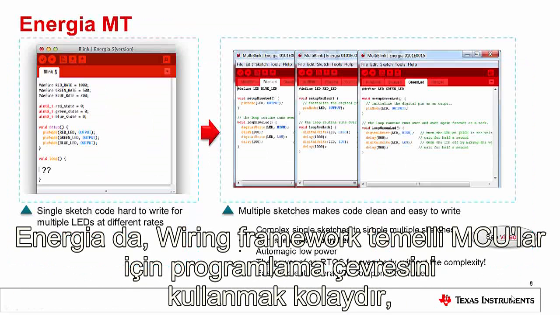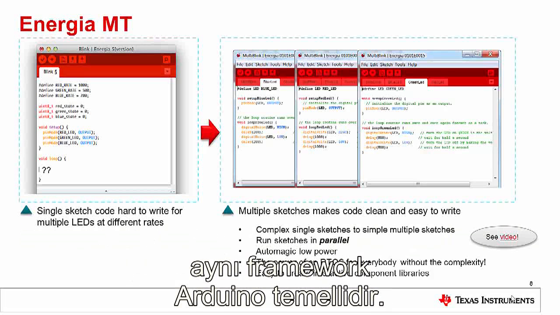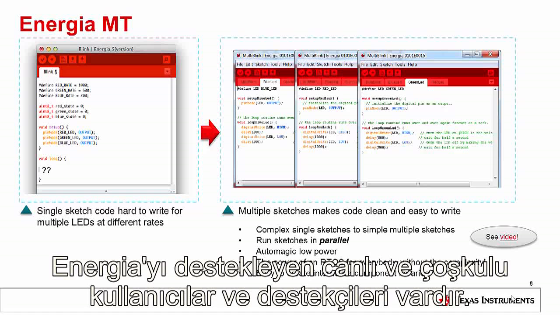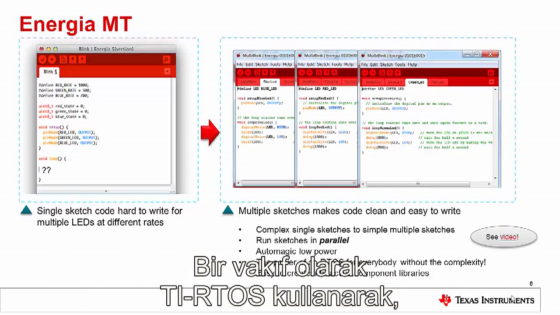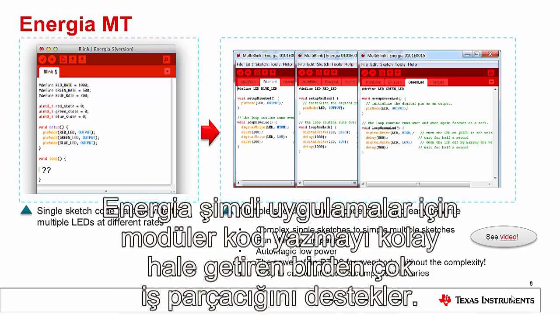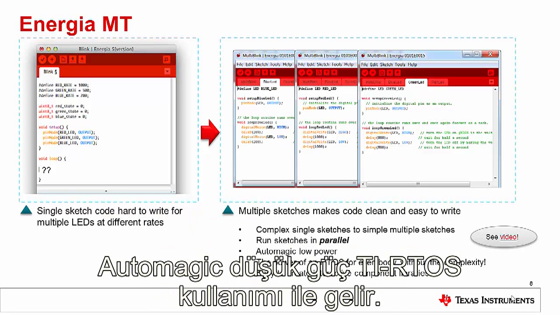Now let's talk a little bit about Energia and Energia MT. Energia is the easy-to-use programming environment for microcontrollers based on the Wiring framework, the same framework Arduino is based on. Energia has a vibrant, self-supporting community of enthusiastic users and contributors. Now Energia uses TI-RTOS as a foundation and supports multiple threads, which make it easy for applications to write modular code. And Automagic Low Power comes with TI-RTOS for free.